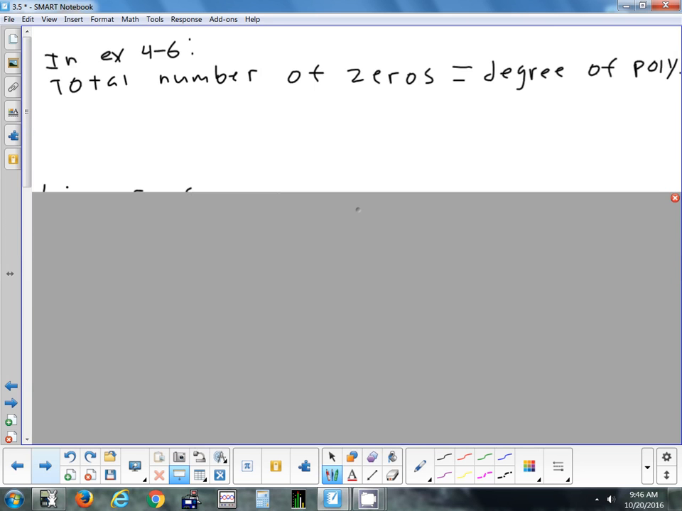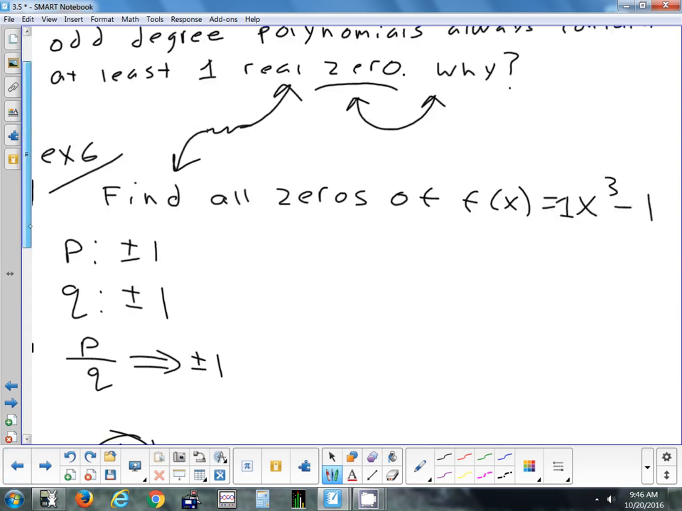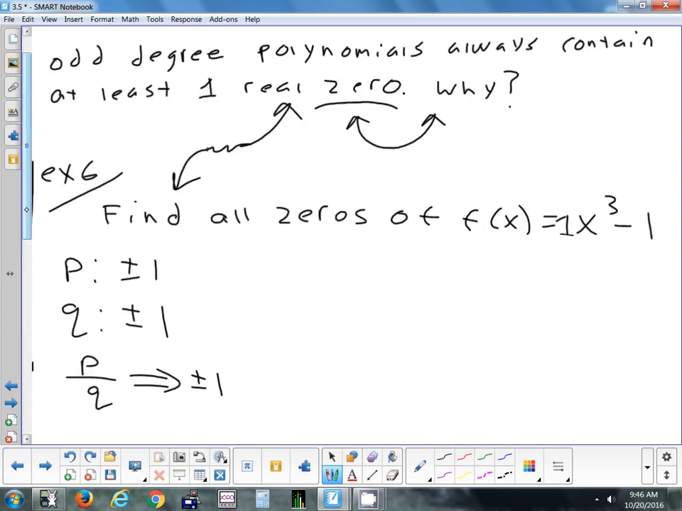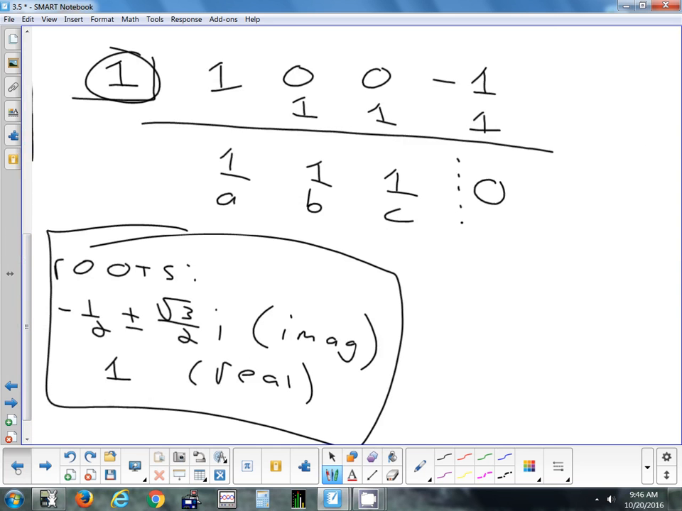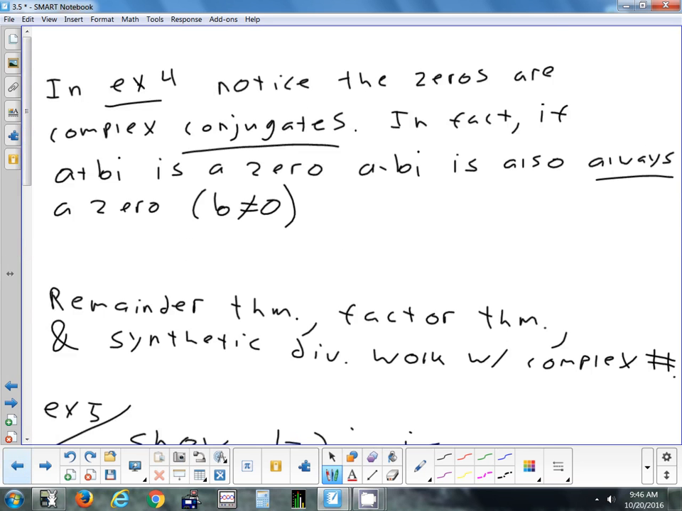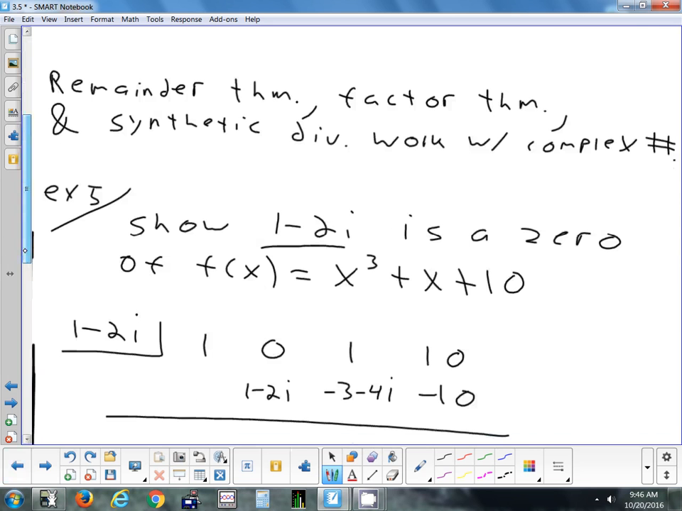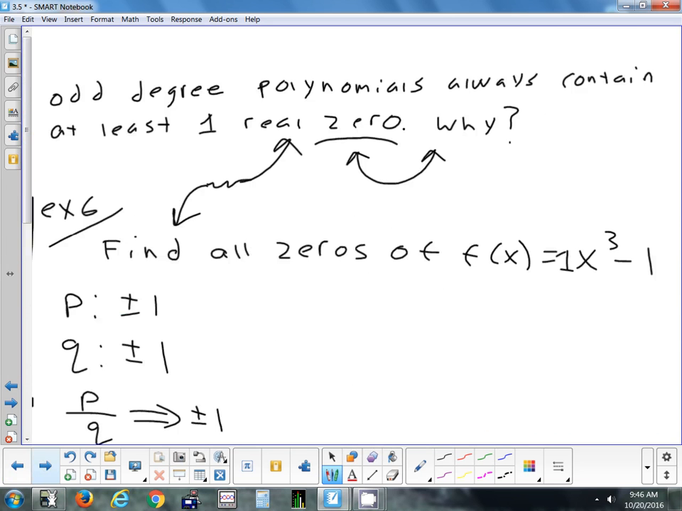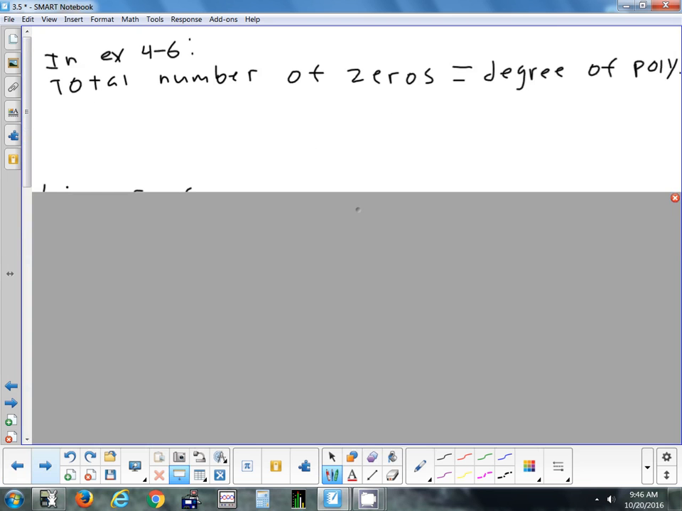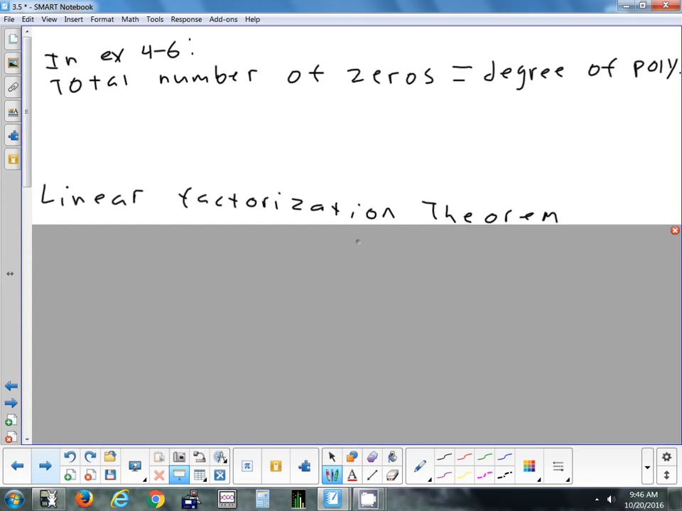So this I already said to you earlier, the total number of answers you get always equals the degree of the polynomial. Okay. Degree 3, 3 answers. If you had another degree 3, it would have 3 answers. Degree 2, 2 answers. Degree 6, 6 answers. Degree 7? What do you think?